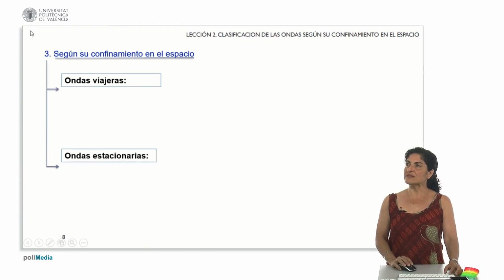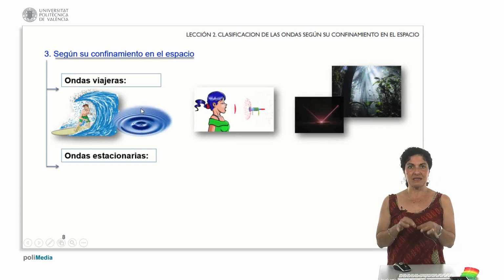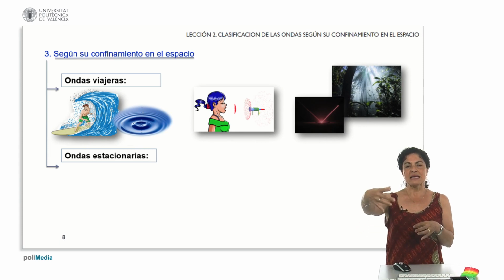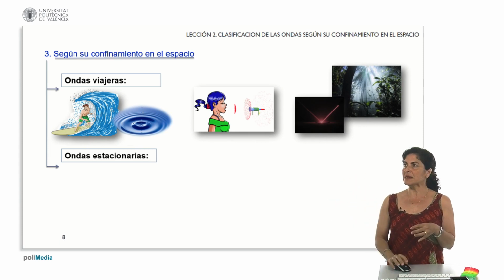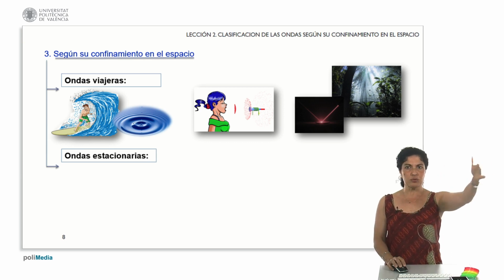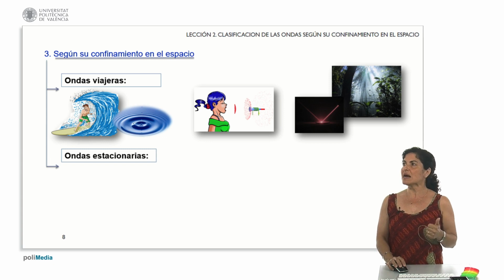Continuing with the classifications we are making, now, according to the confinement in space of our wave motion, we will distinguish between traveling waves and standing waves. Traveling waves are those that from the emitting focus of the wave propagate freely throughout space. They would be, for example, the perturbation of the surface of a fluid. These waves propagate throughout the surface of the fluid. The sound waves from the emitting focus, in this case Amanda who is speaking or myself speaking and explaining this lesson, propagate throughout space as long as they are not limited by different obstacles.